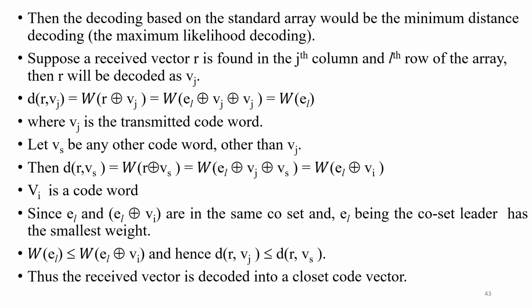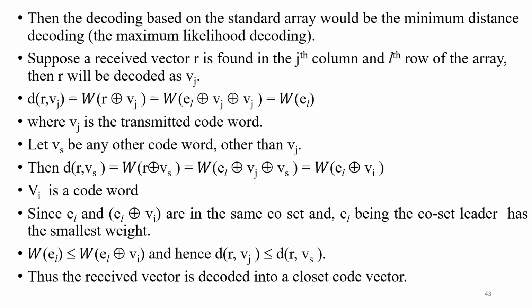Suppose a received vector R is found in the jth column and lth row of the array, then R will be decoded as Vj. d(R, Vj) equal to weight of R plus Vj, and this is equal to weight of El plus Vj plus Vj, and this is equal to weight of El, where Vj is the transmitted code vector. Let Vs be any other code word other than Vj. Then d(R, Vs) equal to weight of R plus Vs, which is equal to weight of El plus Vj plus Vs, and this is equal to weight of El plus Vi, where Vi is a code word.